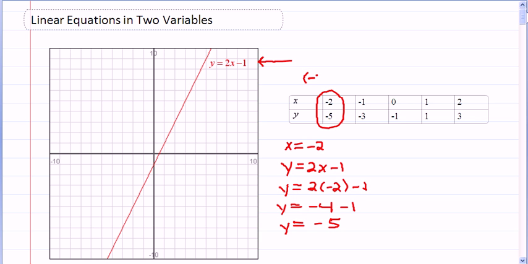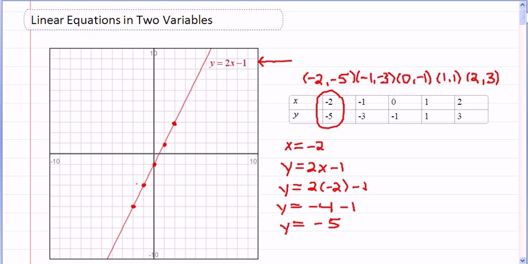So this line has coordinates -2, -5, -1, -3, 0, -1, 1, 1, and 2, 3. If I identify those points on the graph, -2, -5 is right here, left 2, down 5. -1, -3 is left 1, down 3. Then 0, -1, 1, 1, and 2, 3.